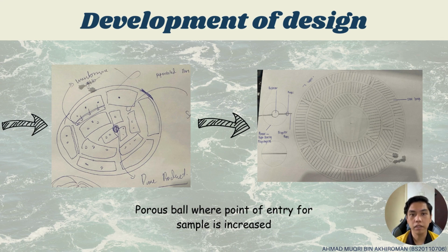Next, the problem is the cost of the product. We have found that the earlier design contains too many unnecessary materials like sensors and battery. So we have taken the suggestion from our supervisor on the design, which is to make the shape of the product into a porous sphere or ball. This design is far more effective because now the points of entry for the sample have increased. And even if there are strong waves coming from the sea, the product will still be functional. On the left is the raw sketch of the design, while on the right is the properly sketched design.